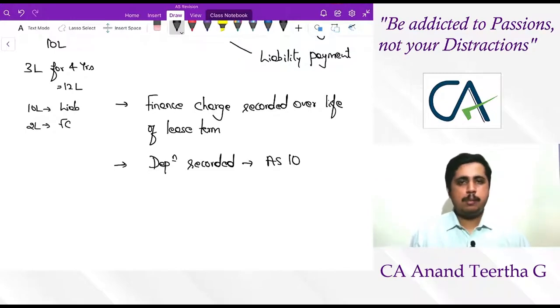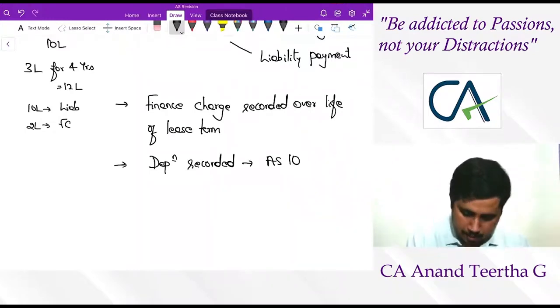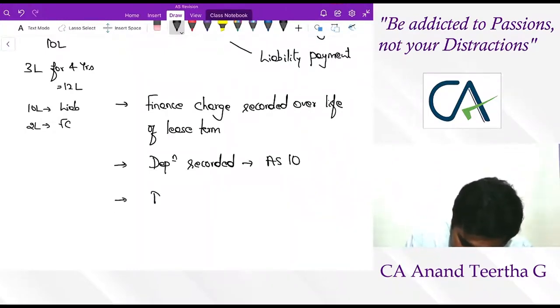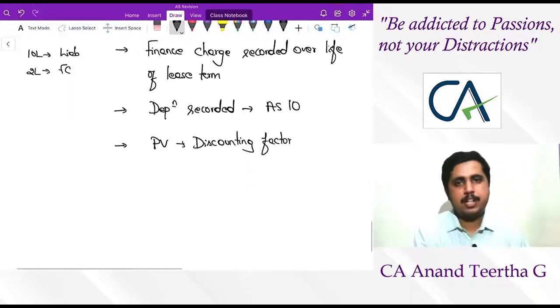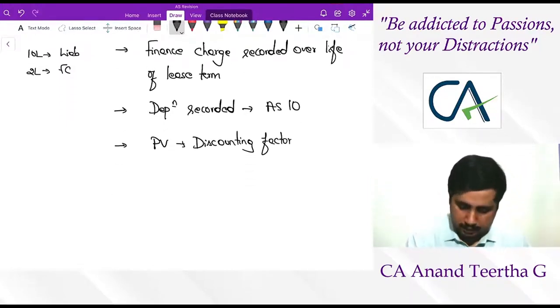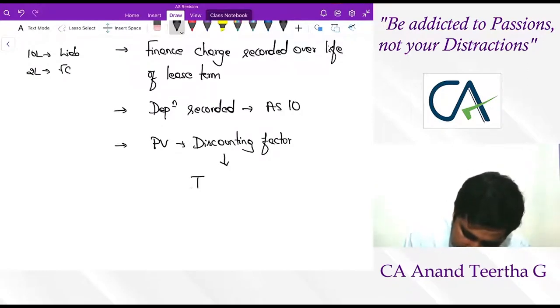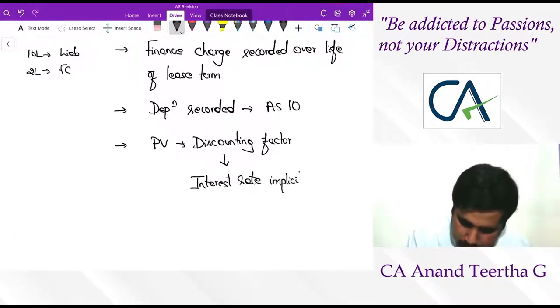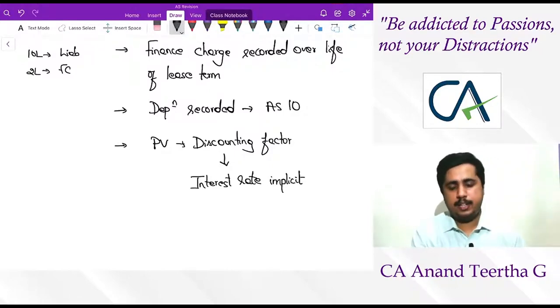So what are the normal principles of AS10? That is covered over here, and depreciation will be recorded in lessee books. Finally, for present value, what is the discounting factor? Because you have learnt FM. So for present value, you need a present value factor or a discounting factor. What is it? Either it is interest rate implicit or implicit rate of interest. We call it by both names, either interest rate implicit or implicit rate of interest.